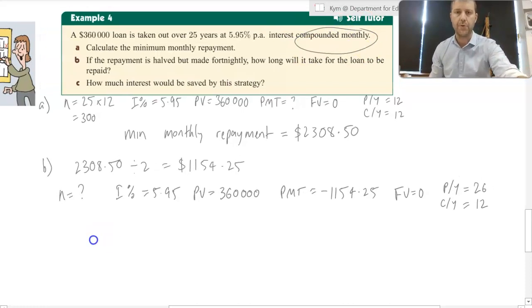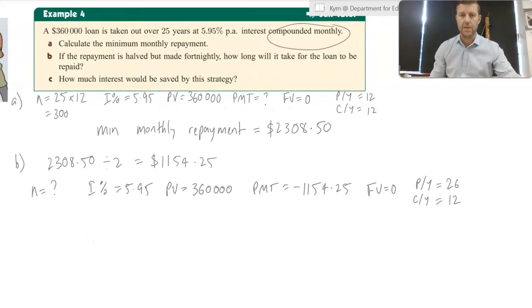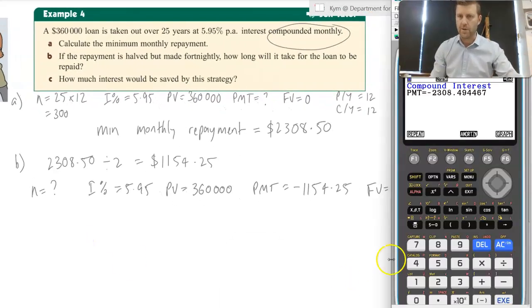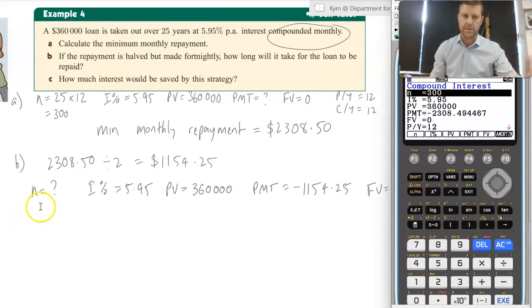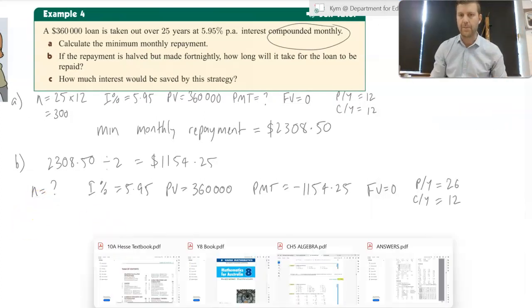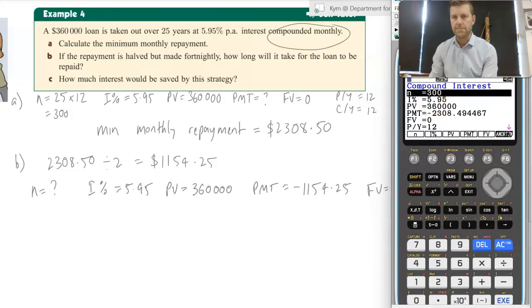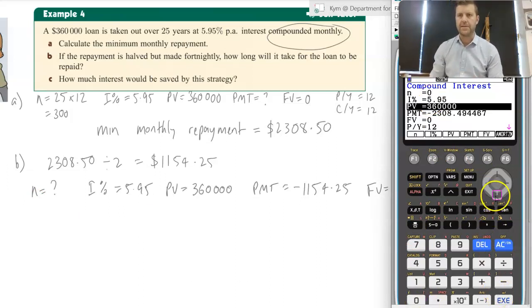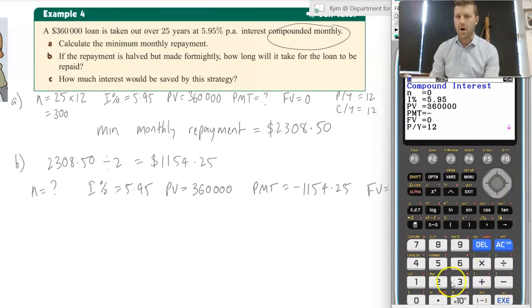So I'm going to go ahead and put those values into the graphics calculator, or just tweak a few of the ones that are already there, and ask it to tell me what the value of N will be based on that. So let's just set N as 0 for now. Interest rate remains the same. Present value remains the same. PMT becomes minus $1,154.25.